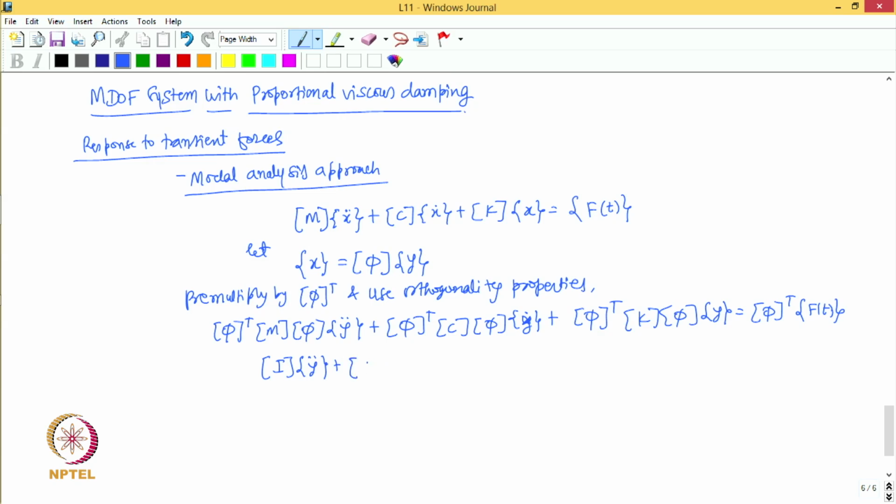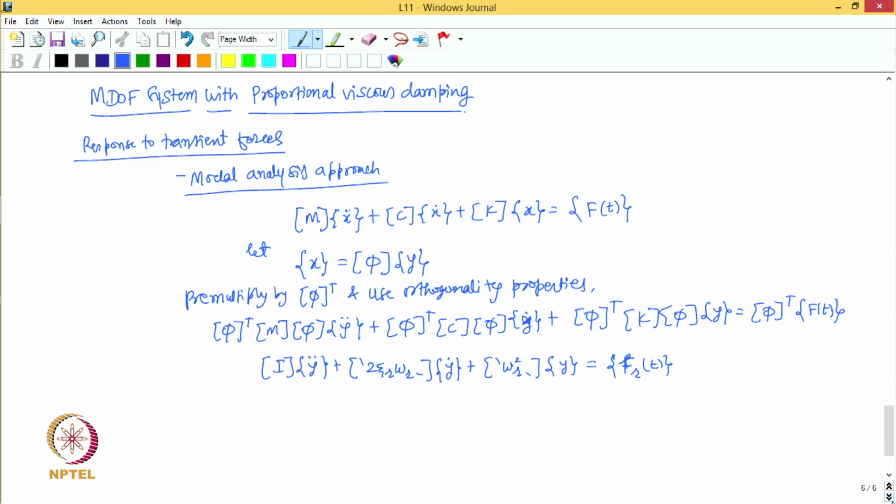And then in the light of orthogonality properties, phi transpose m phi will be a unity matrix. Phi transpose c phi can be written as a diagonal matrix of 2 zeta r omega r, plus phi transpose k phi is a diagonal matrix of omega r square. So, this all we have studied in the previous lectures. This is equal to a vector of modal forces, right. Let us call it Fr. This is a vector of modal forces, right. So, these are now all the decoupled equations, and now we can consider say the Rth modal equation, right.